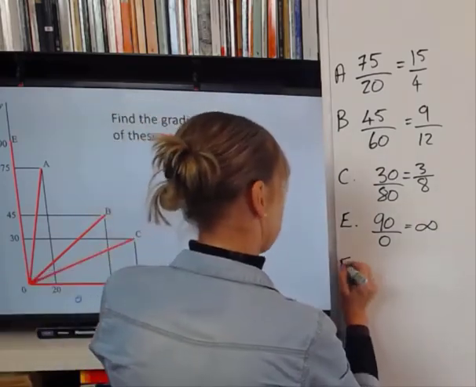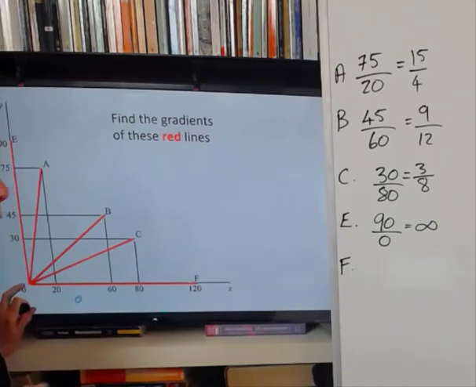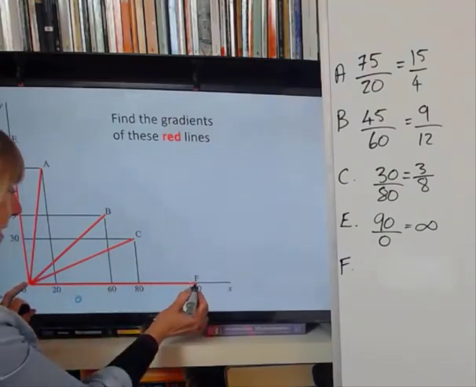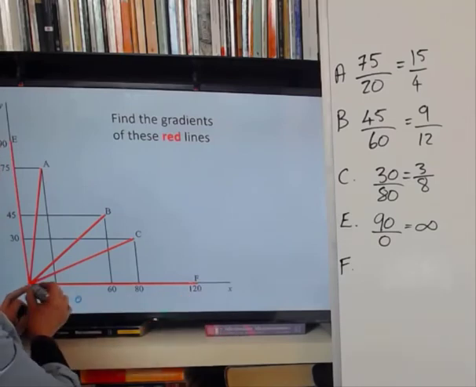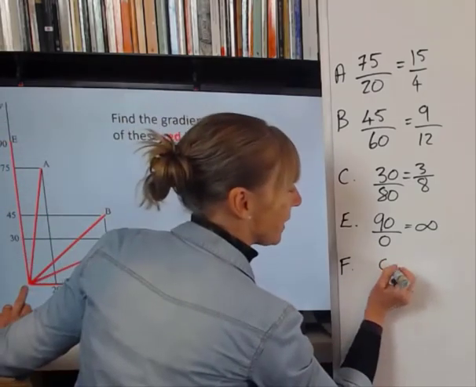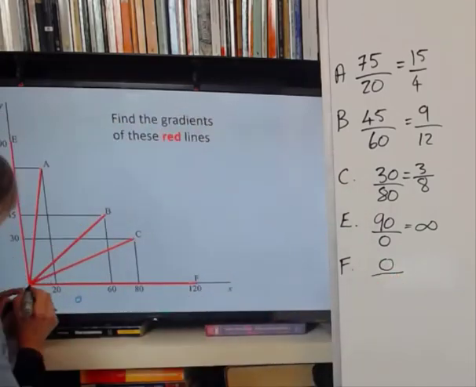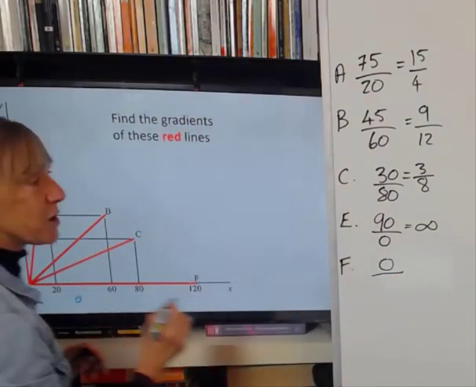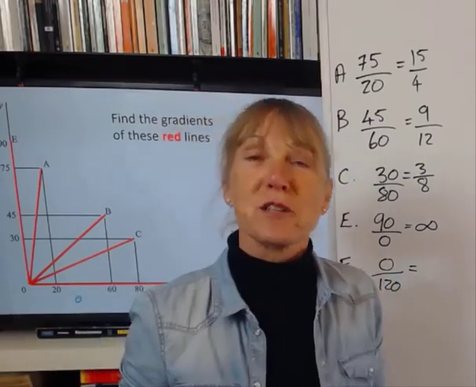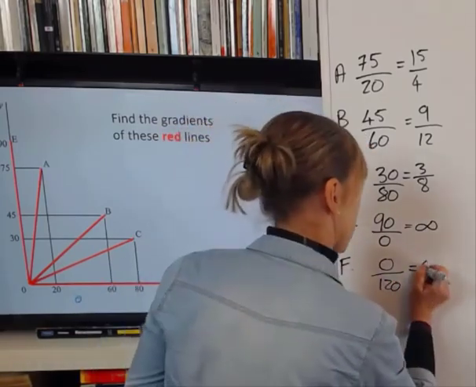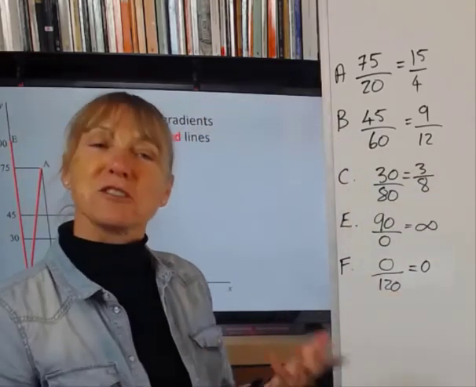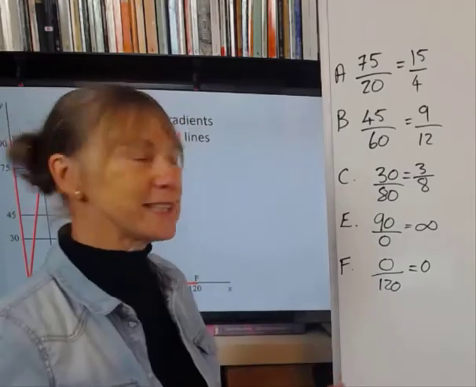Finally, what about F? Well, the y value of F hasn't changed at all, has it? It started at 0 and it stayed at 0, the y value. So it's 0 over, but the x value has gone from 0 to 120. And how many times does 120 go into 0? It goes 0 times. So that's a valid gradient. In fact, gradients of 0 are very important to us, as you'll see later.